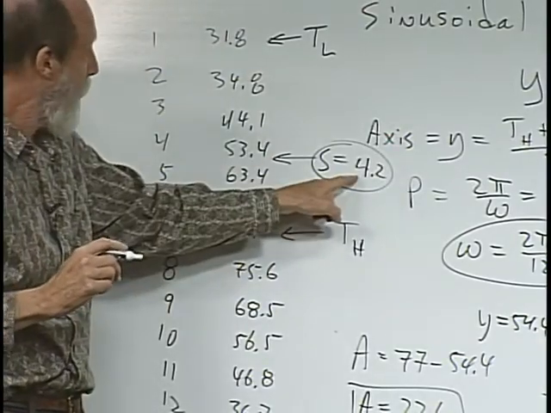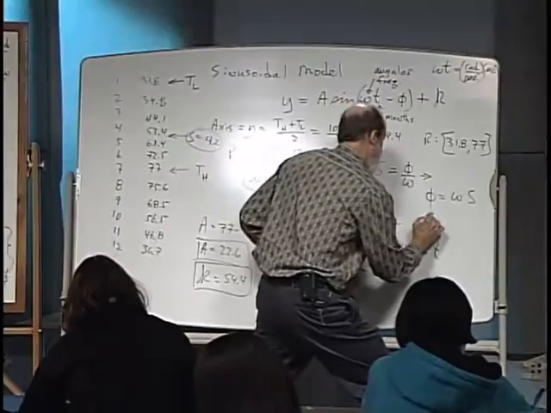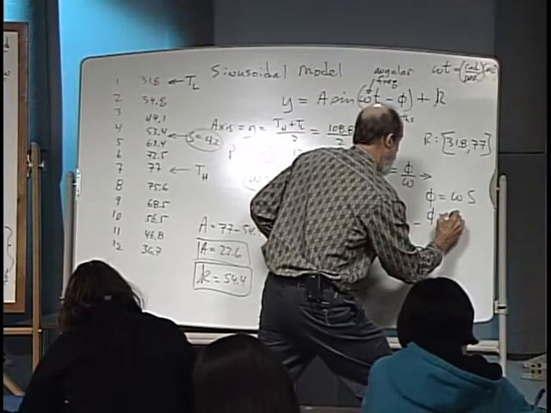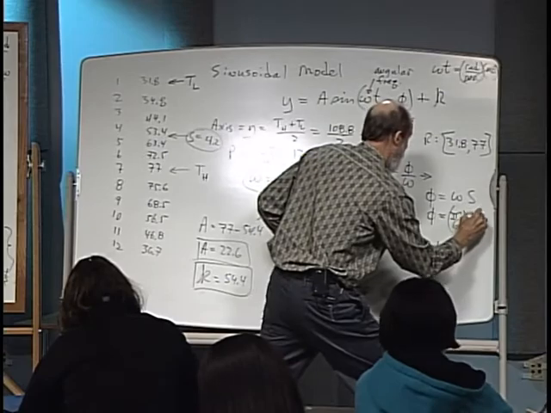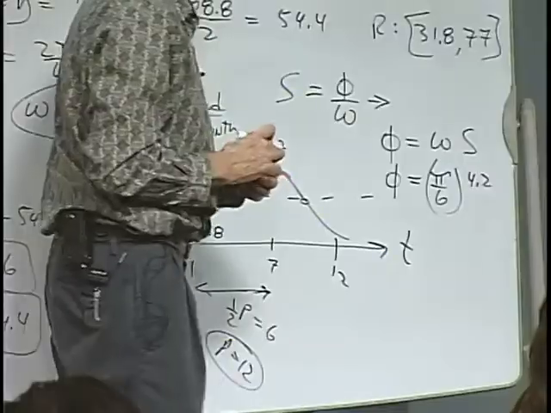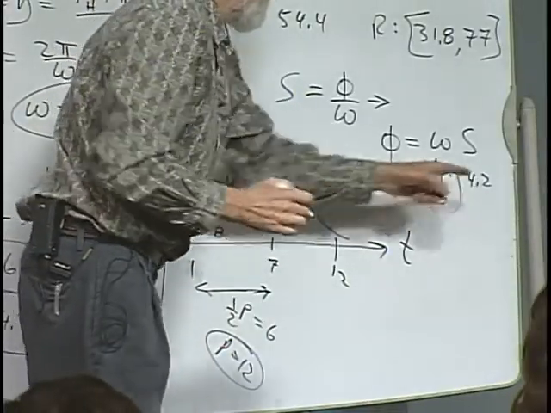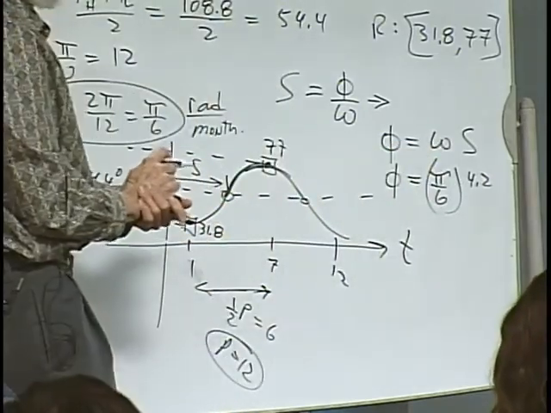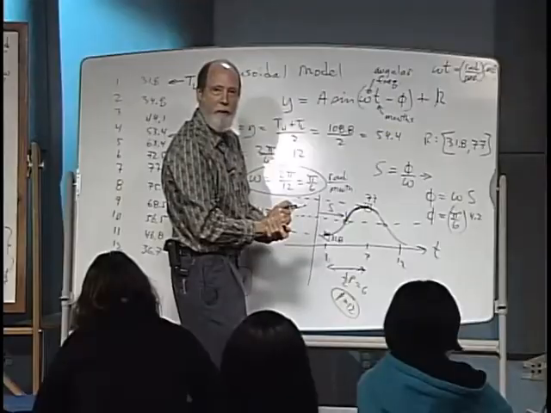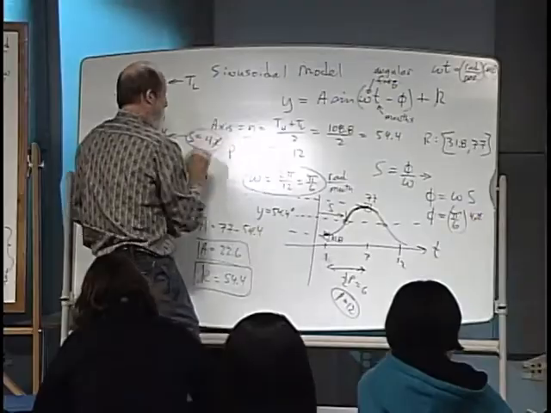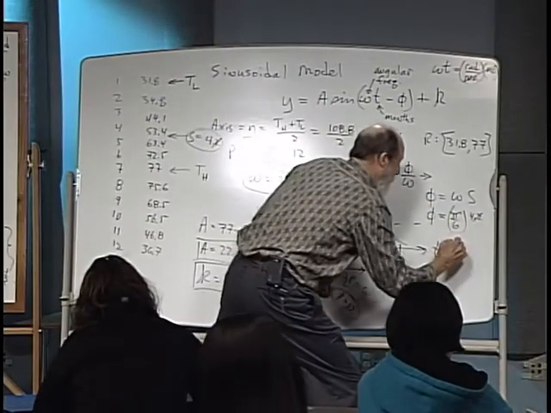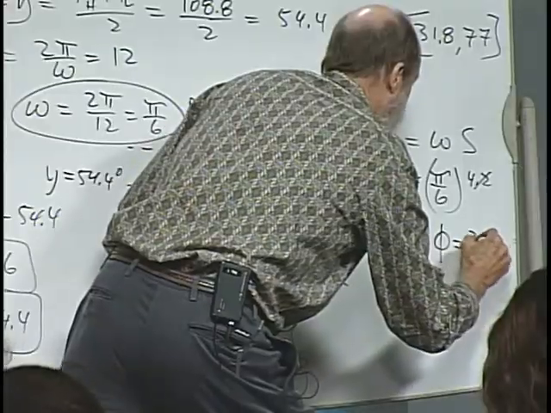So then if I use 4.2, I come over here, and my phi value is going to be omega, which I think we said was pi over 6, times the 4.2. If I just used 4 to make life simpler, that'd be 2 pi over 3, wouldn't it? Yep. If I just use 4 instead of 4.2, this would be 2 pi over 3 for our phase angle.